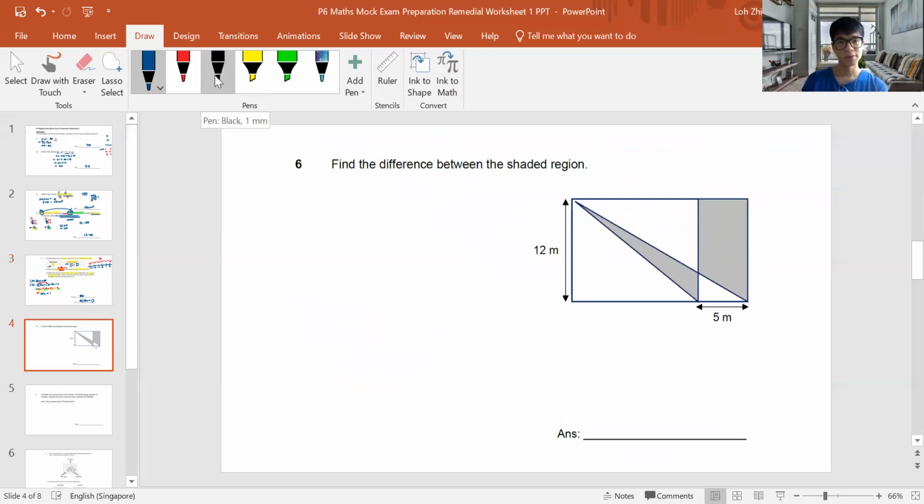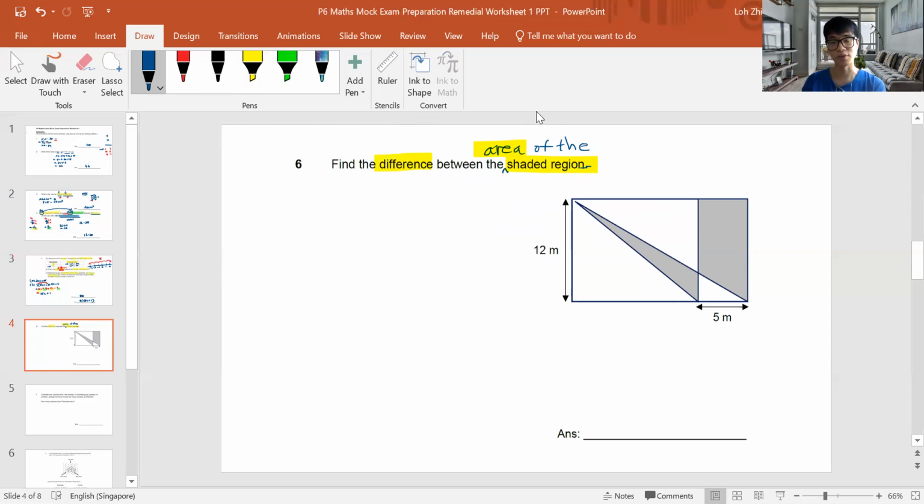The next one is about area. Now, here it says find a difference between the shaded region. Basically he actually means the area of the shaded region. Now I want to find a difference between the area of the shaded region. You might be confused because usually they just ask what is the area of the shaded region. But now they are asking for the difference between the area of the shaded regions. Just take a look here. I have two shaded regions.